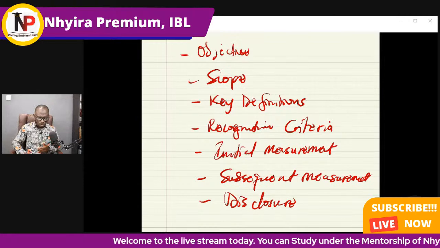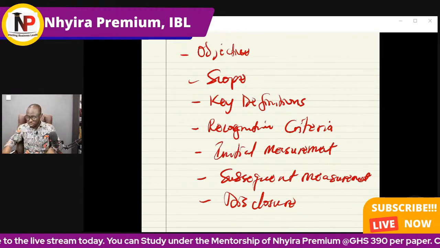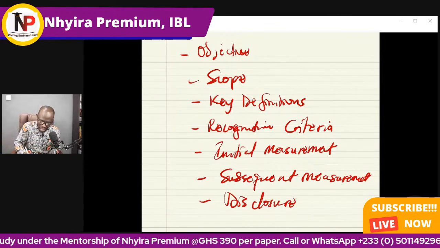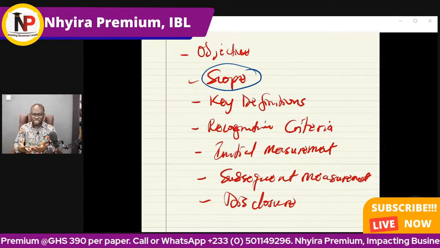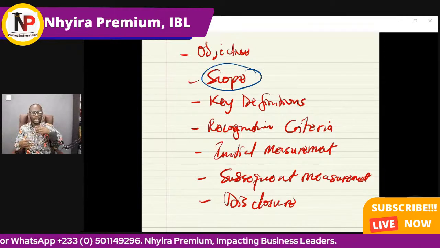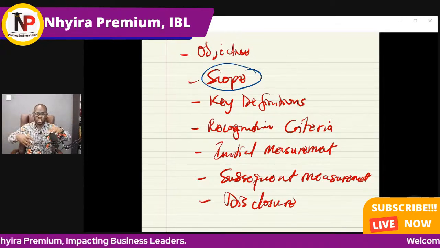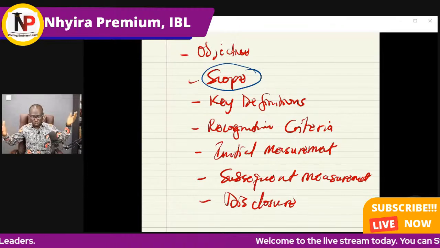So we've mentioned that the objective of the standard is to prescribe the accounting treatment of owner-occupied non-current assets. And it is in the light of that that we've also spoken about the scope of the standard, which means that we are referring to the property, plant, and equipment that the business uses in the day-to-day running of the organization as administrative assets or something like that.